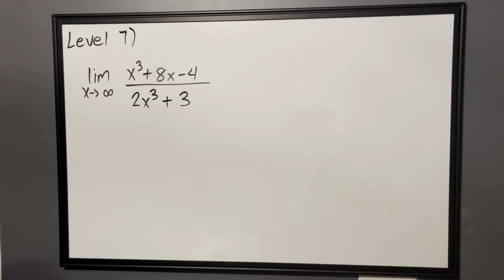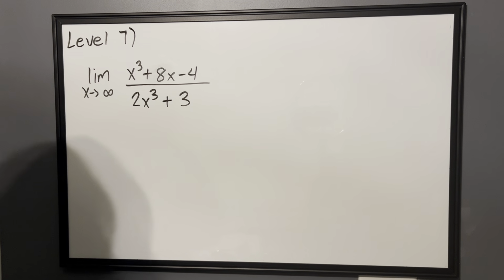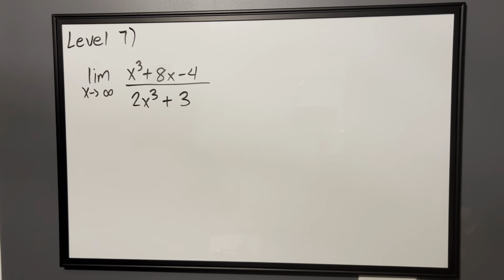All right, so this one is level 7. This is our first limit as x goes to infinity, and this one is of x cubed plus 8x minus 4 over 2x cubed plus 3. Now, with these limits as x goes to infinity, if we were to plug in infinity here, you see that we would get infinity over infinity, and we can't really say what that is just by using that.